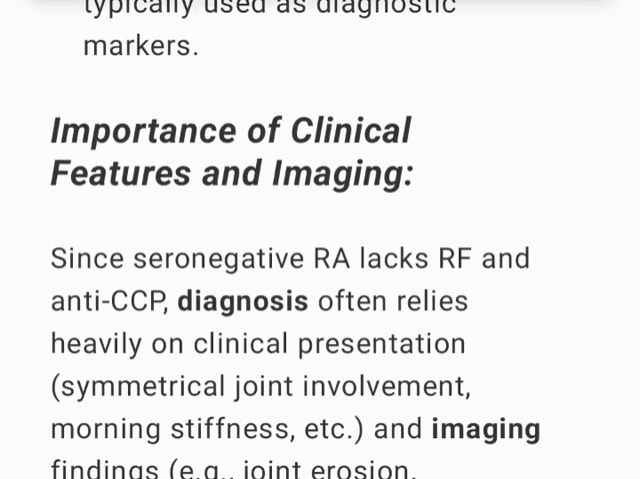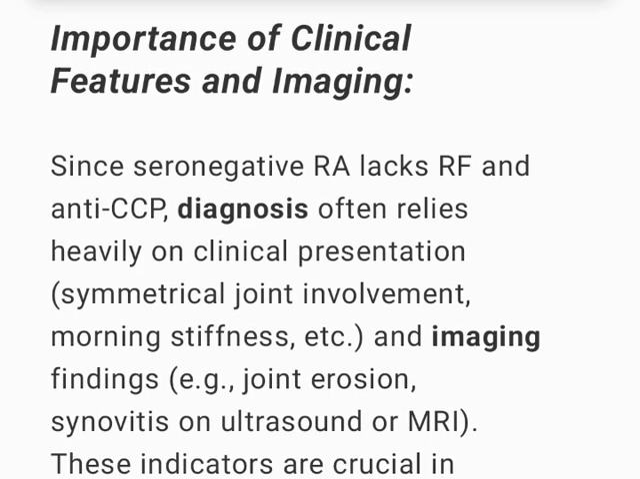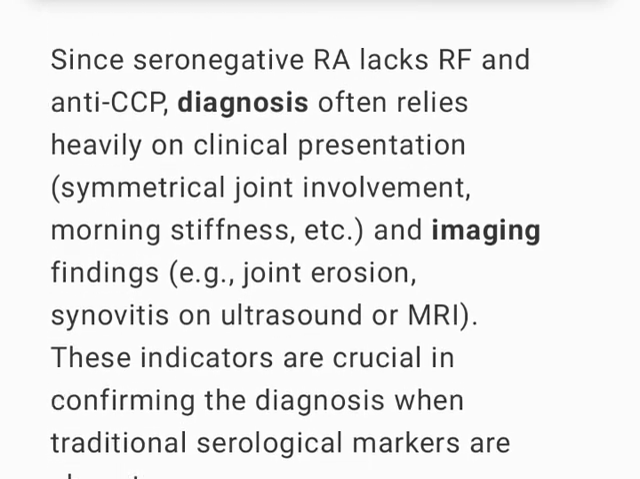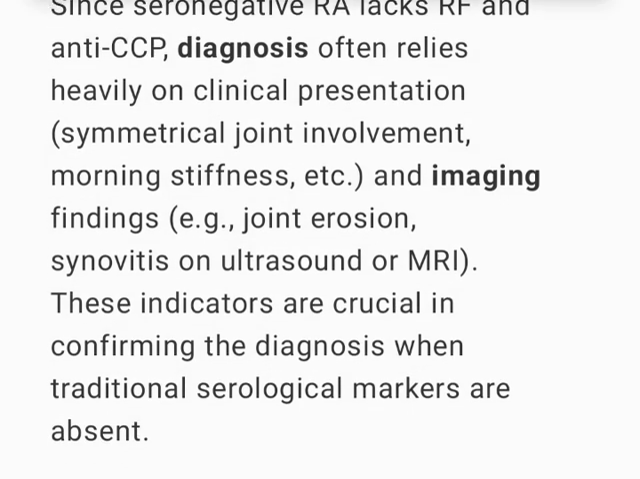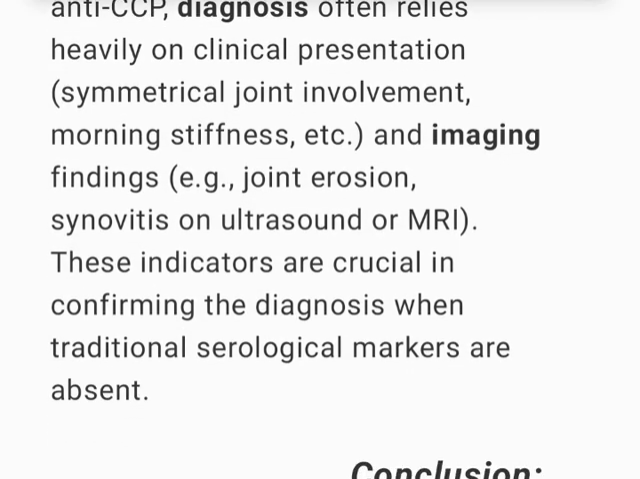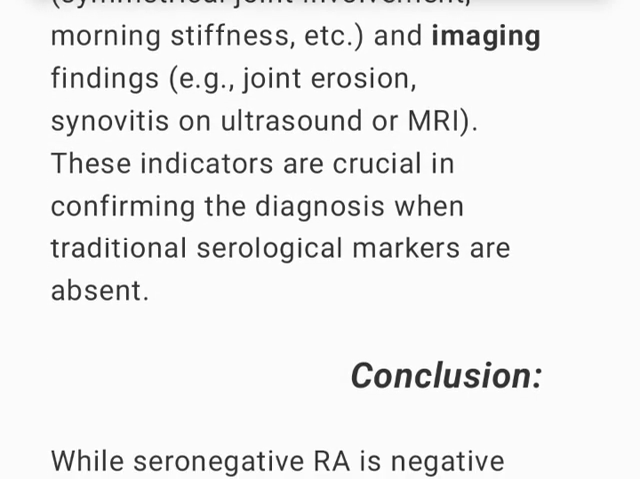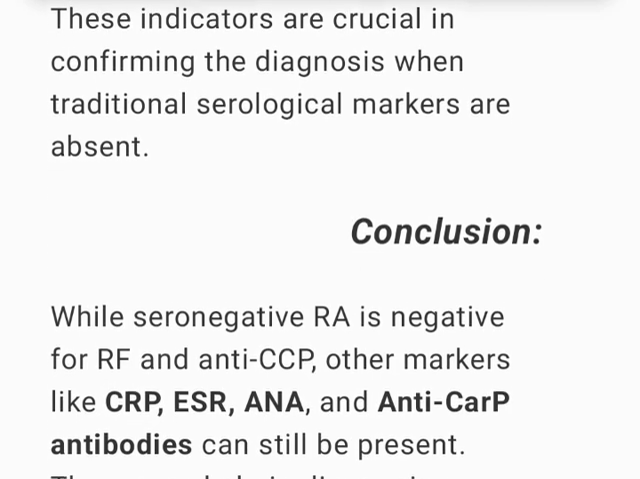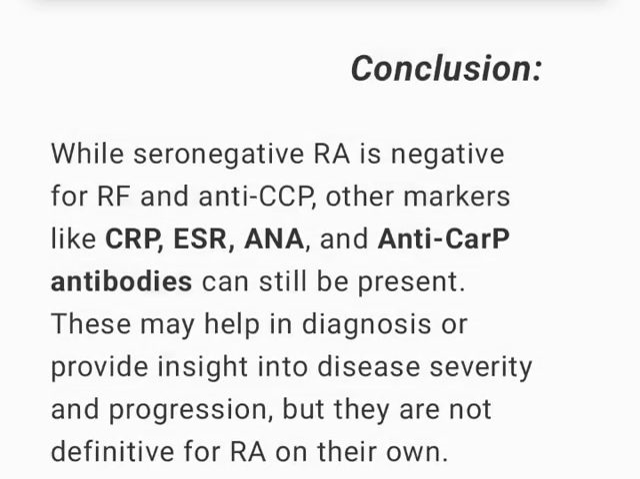Importance of clinical features and imaging. Since seronegative RA lacks RF and anti-CCP, diagnosis often relies heavily on clinical presentation, symmetrical joint involvement, morning stiffness, etc., and imaging findings, e.g., joint erosion, synovitis on ultrasound or MRI. These indicators are crucial in confirming the diagnosis when traditional serological markers are absent.